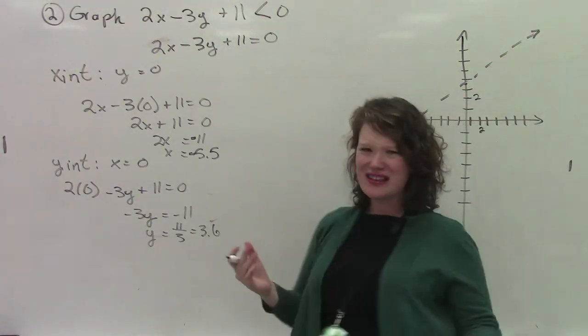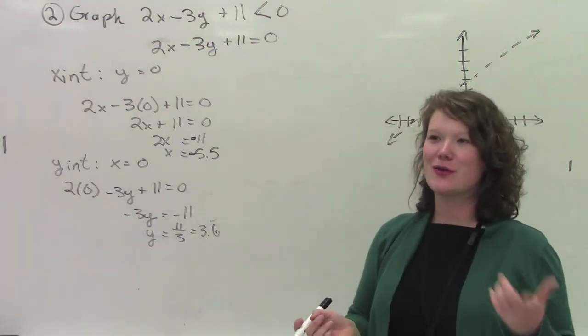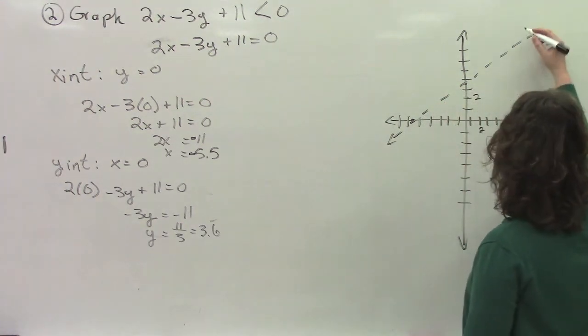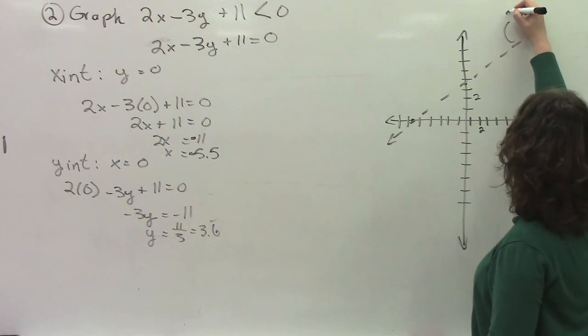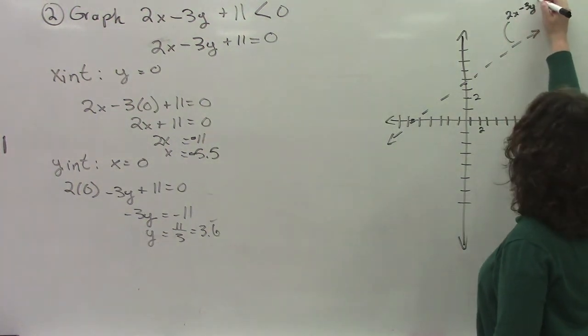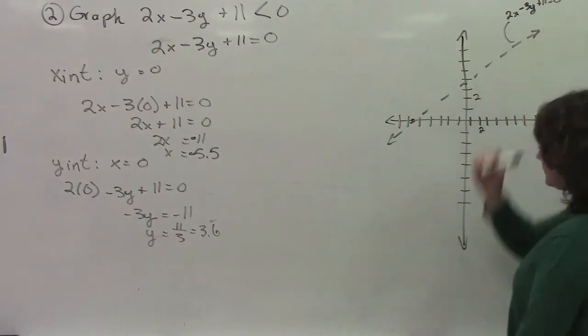I don't think that I did this with the last one. I hope that you noticed it and corrected it in your notes, but you should label this right here. So I know that this is 2x minus 3y plus 11 equals 0.